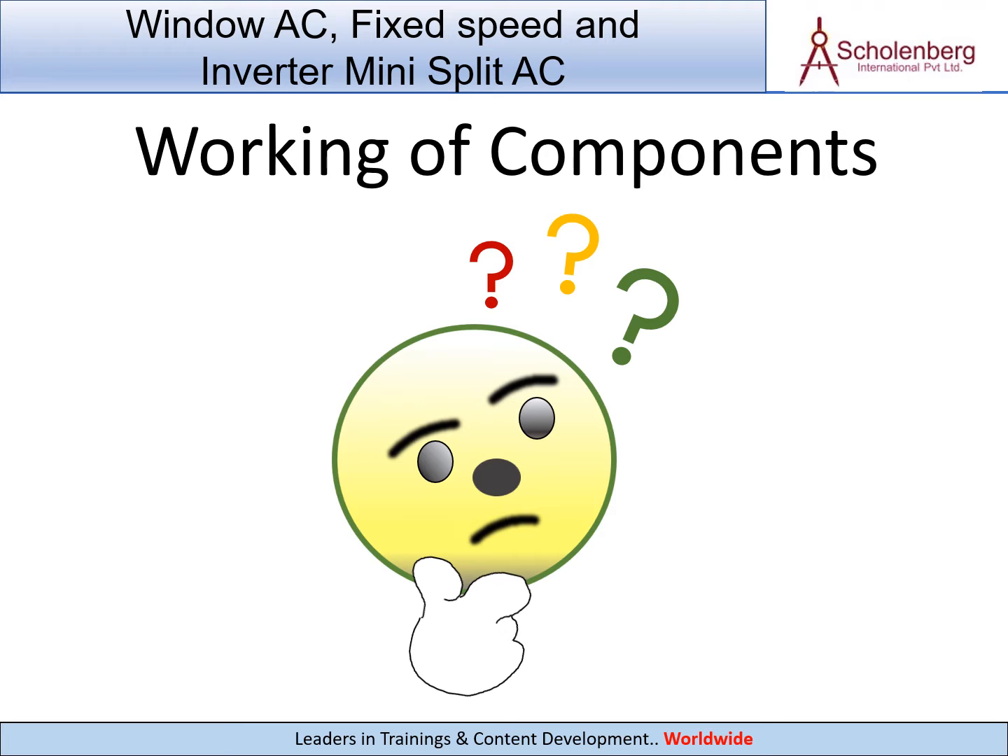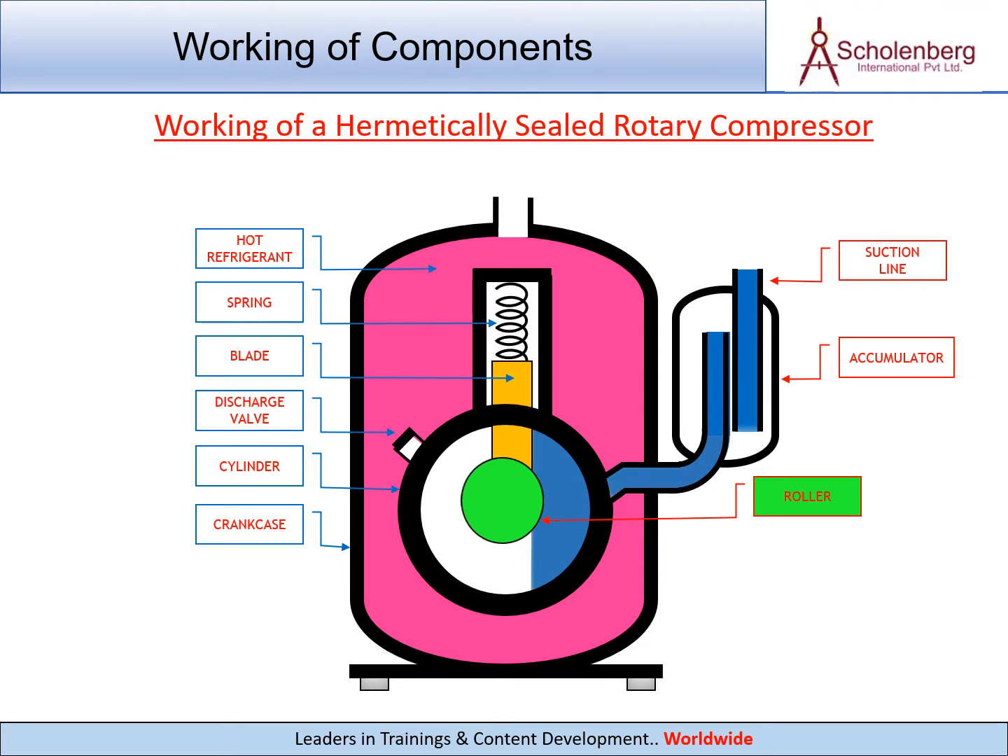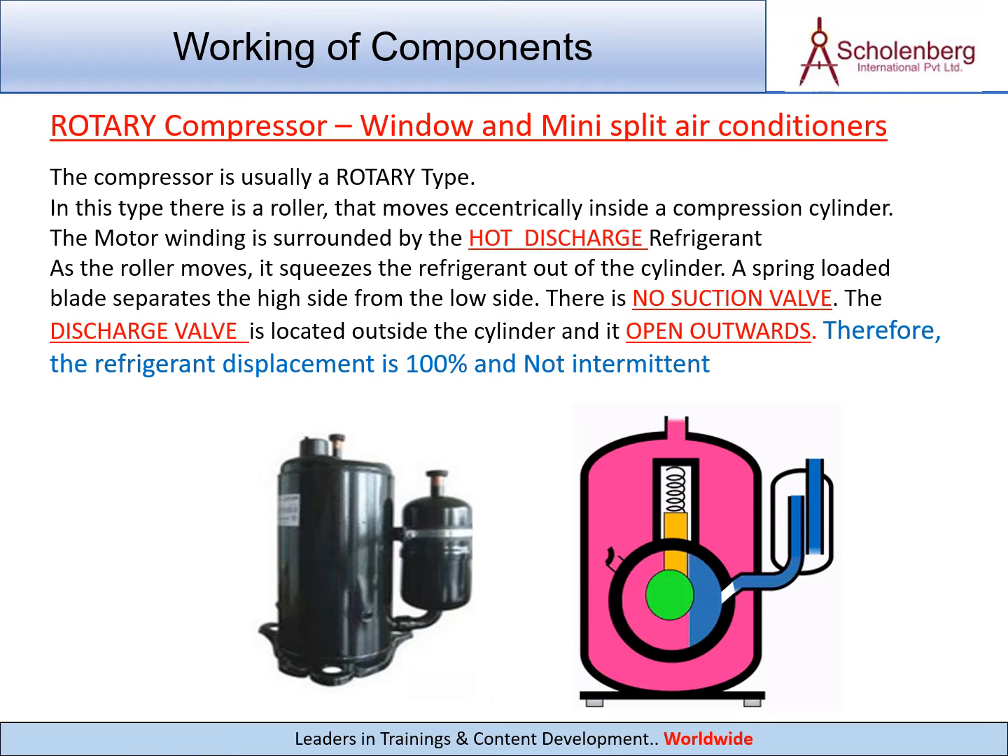Working of components. Working of a hermetically sealed rotary compressor. Rotary compressor, window and mini split air conditioners. The compressor is usually a rotary type. In this type there is a roller that moves eccentrically inside a compression cylinder. The motor winding is surrounded by the hot discharge refrigerant.